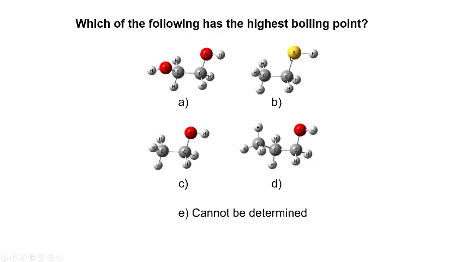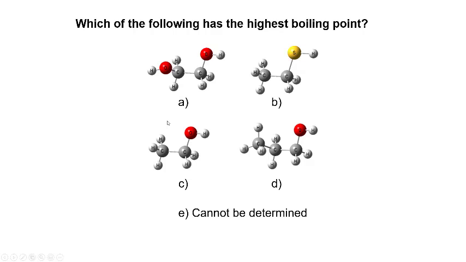Whereas this one with an SH will only have London dispersion forces and dipole-dipole interactions. Remember, hydrogen bonding is only with a hydrogen attached to an oxygen, nitrogen, or fluorine. So B has to be out as our lowest boiling point here, because it only has two intermolecular forces instead of three.